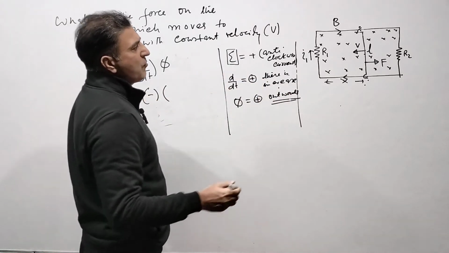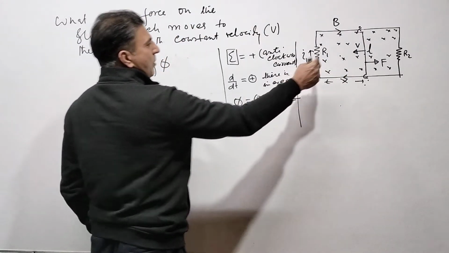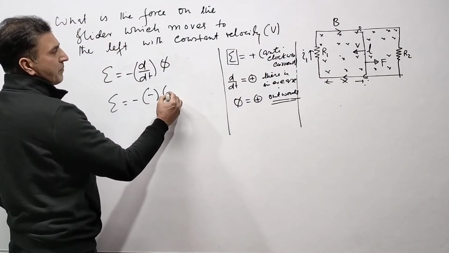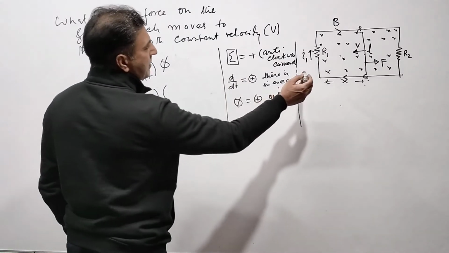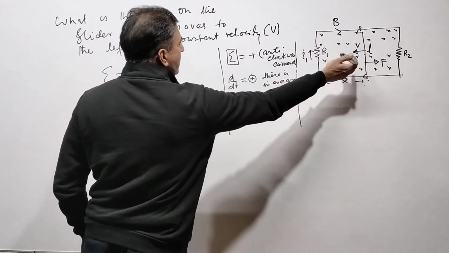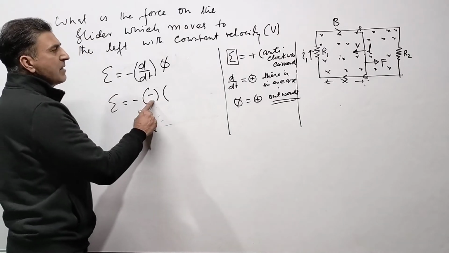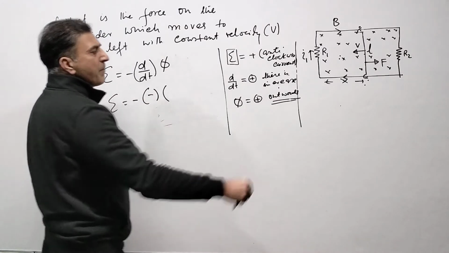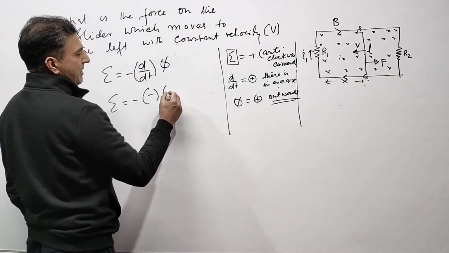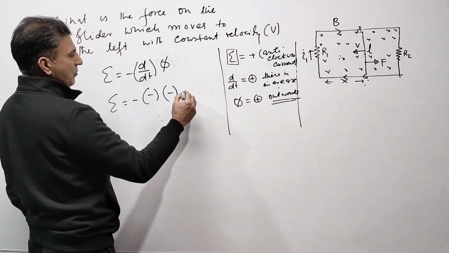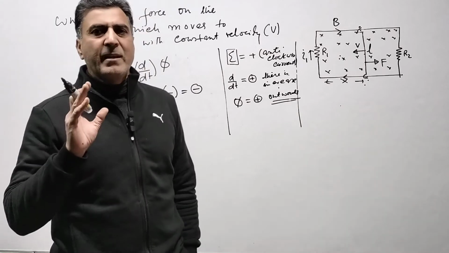Is flux inwards or outwards? Flux is again inwards. Outward flux is taken as positive. What about inward flux? When the flux is inward, it is taken as negative. So as you move the slider to the left, the flux decreases, so it is taken as negative. And now the flux is inwards, therefore it should again be taken as negative, because outward flux is taken as positive. Three negatives will make a negative. So here induced EMF is negative.